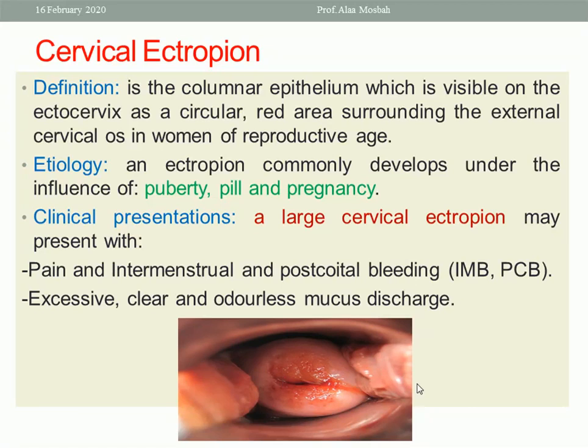Clinical presentation may be asymptomatic, or in cases with large cervical ectropion, the patient may present with pain at or after intercourse, and intermenstrual and postcoital bleeding. Also, excessive clear and odorless mucus discharge.